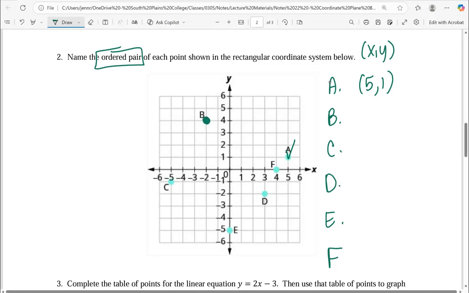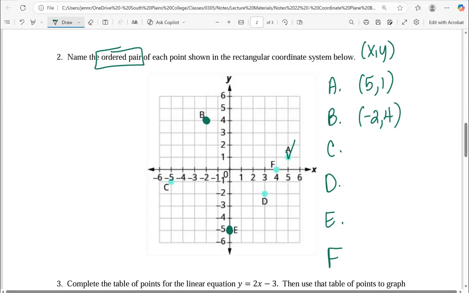For point B, the x-axis, it lines up with negative 2. The y-axis lines up with positive 4. So as an ordered pair, point B is at negative 2, the x comes first, comma 4, the y coordinate. I want to skip down and do E with you. And then I'm going to have you practice the other 3.